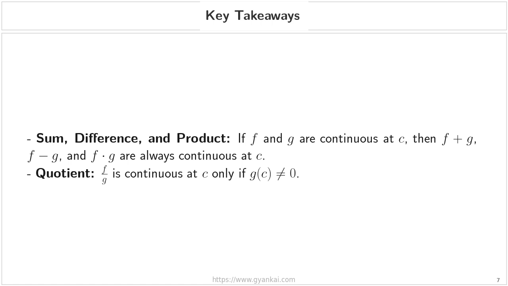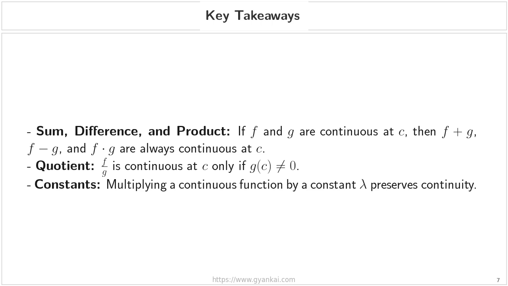Next, we have the quotient. The function f divided by g is continuous at point C, but only under one critical condition. The function in the denominator, g of c, must not equal 0. As we highlighted in the common mistakes section, always remember to check the denominator first, because a 0 value here creates a point of discontinuity. Moving on to constants, remember that multiplying any continuous function by a constant lambda, where lambda is any real number, preserves its continuity. This means the overall behavior of the function remains stable and unbroken.